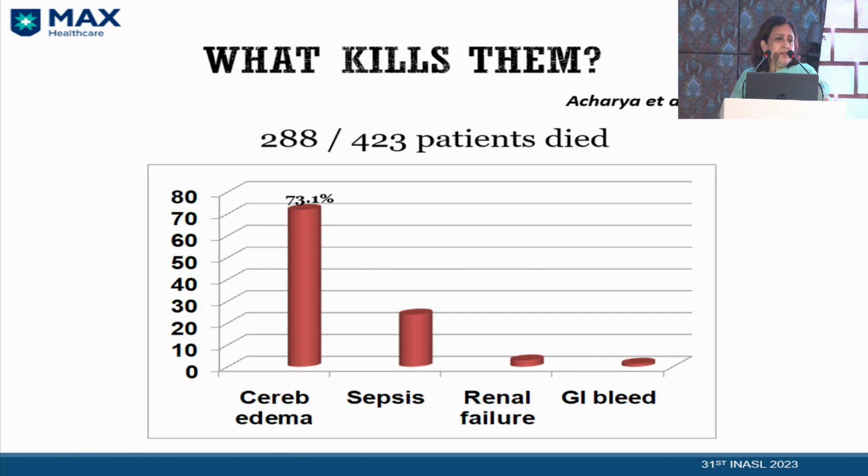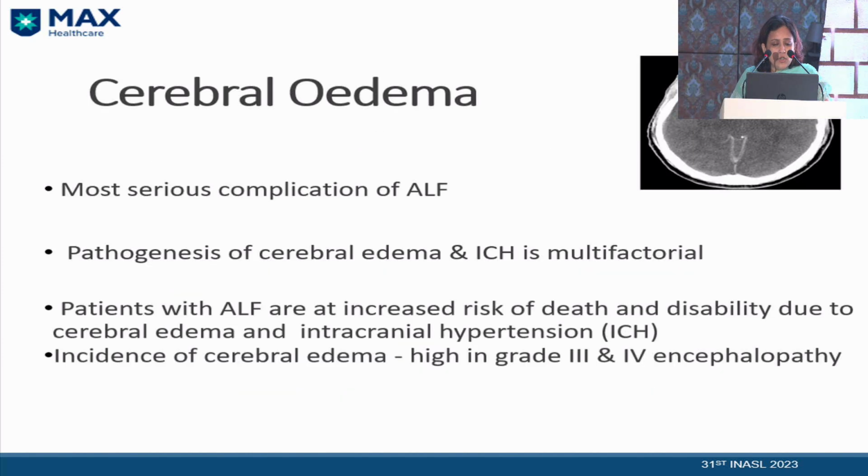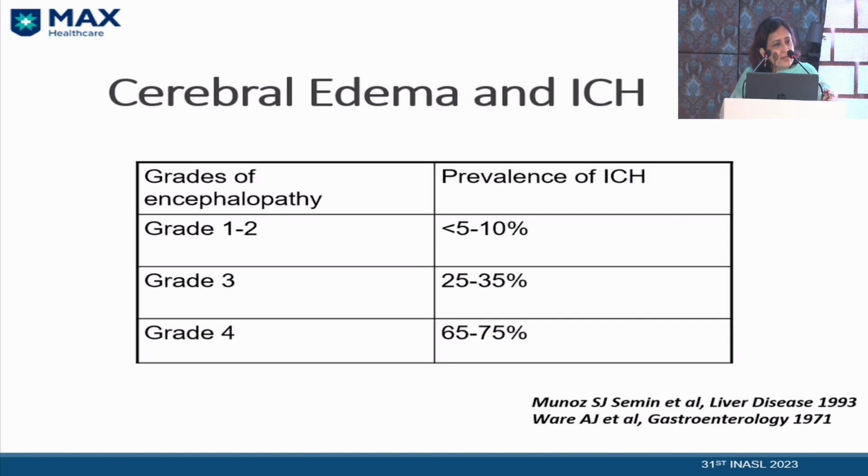We know that these patients can succumb to cerebral edema, especially in the hyperacute phase, which can resolve on its own. Then sepsis is a major killer, and renal failure. Since cerebral edema is the most important thing which has to be managed, and as the grade of encephalopathy worsens, we need to intervene. So these patients need to be monitored and taken care of in the ICU.